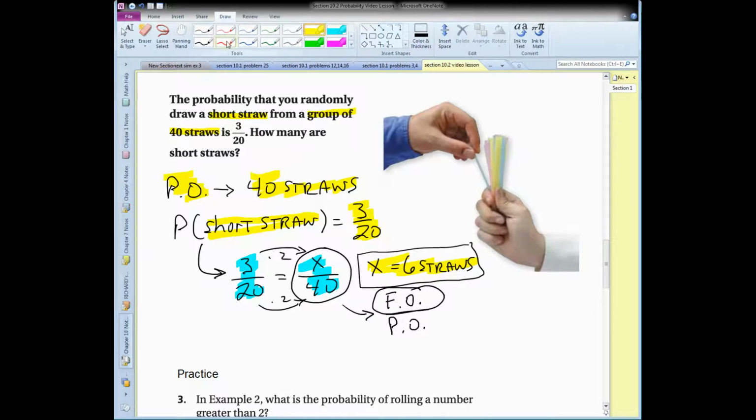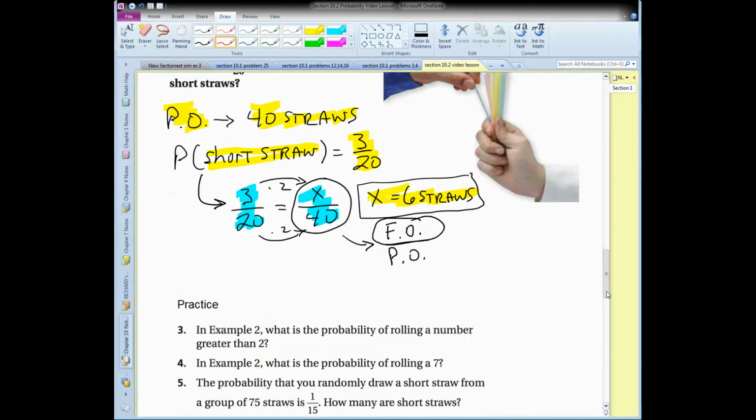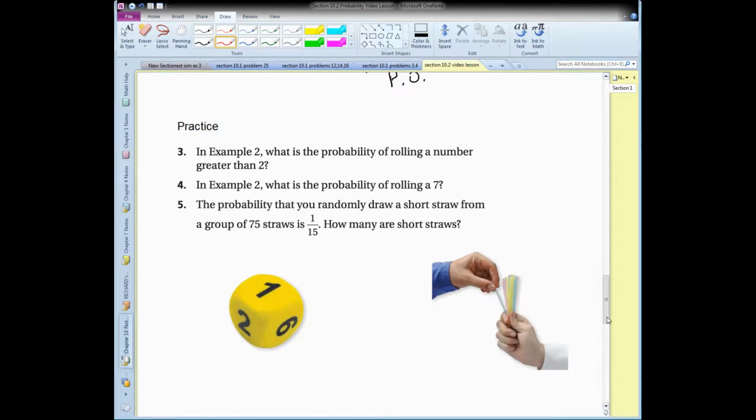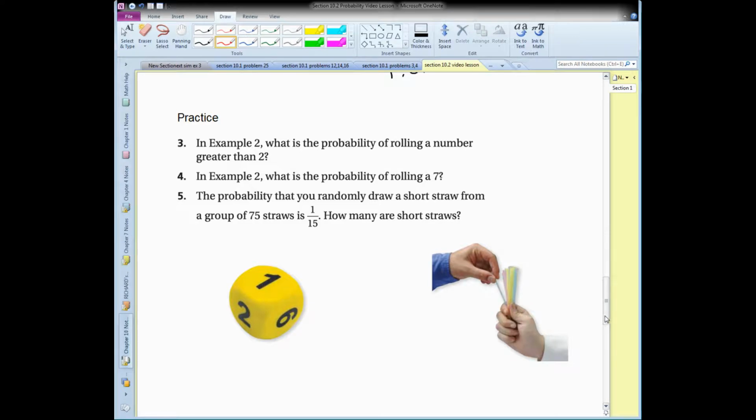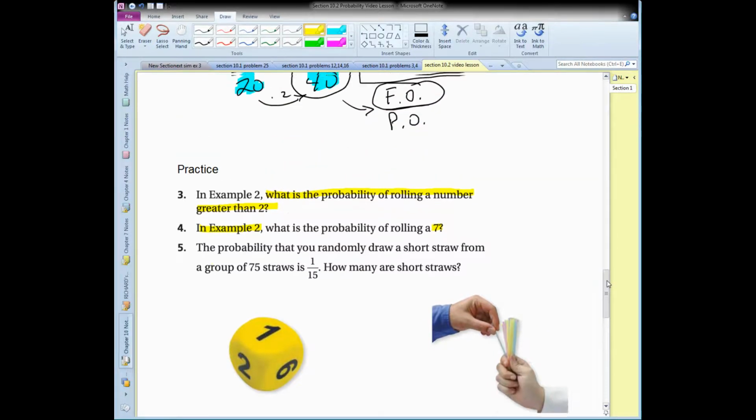All right, let's move on. There's some examples I want you guys to practice. So for these 3 problems, I'm going to stop the video here, and I want you to work these out in your composition book. So the first one, you need to find the probability of rolling a number greater than 2. So think about what are your favorable outcomes and the possible outcomes. Same thing when you're rolling the dice, what's the probability of rolling a 7? What are your favorable outcomes and what are your possible outcomes? And then for number 5, this is just like this problem.